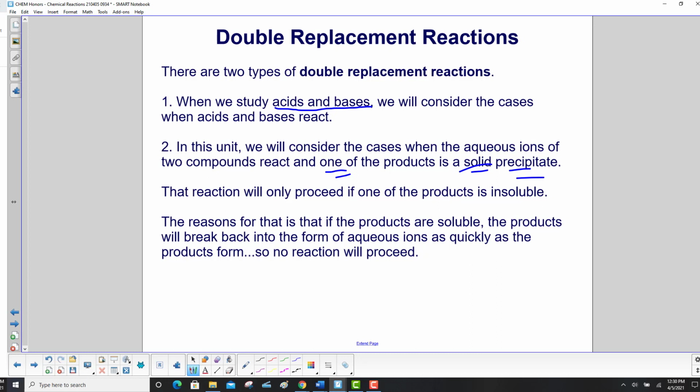That reaction will only proceed if one of the products is insoluble. The reason for that is that if the products are soluble, the products will break back into the form of aqueous ions as quickly as the products form, so no reaction will proceed.